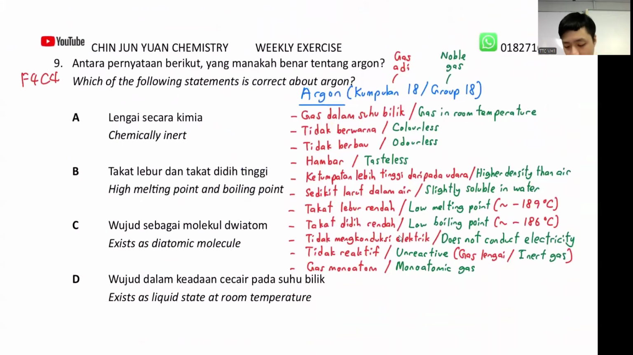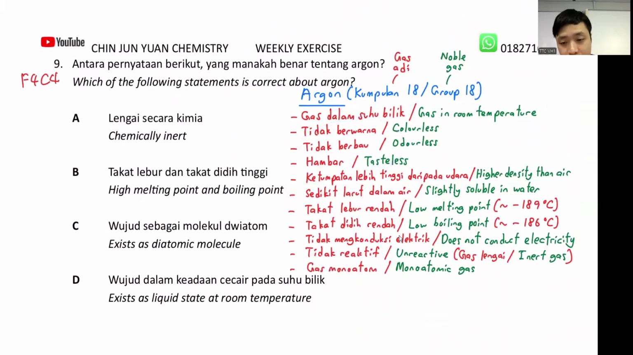Very simple. Argon will not react with anybody, it is not reactive. Low boiling point, low melting point, cannot conduct electricity. It's a monoatomic gas. So the answer is A. Inert means unreactive, not reactive. I've written it here already.